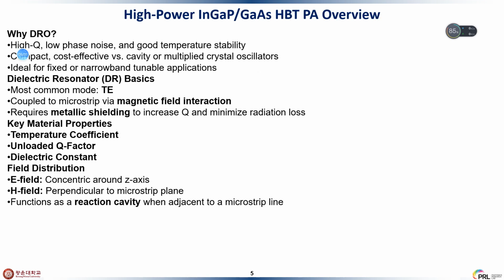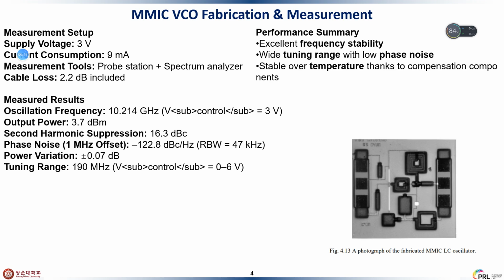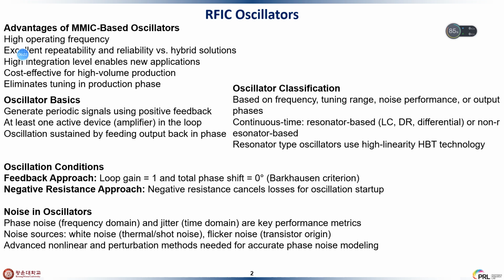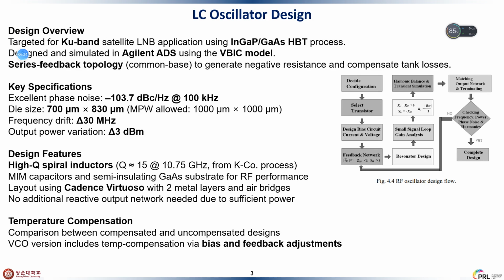And then it's about the high power HBT PA overview, and why we use the DRO. The first reason is it has a high Q, almost equal to 15, and it has low phase noise, and also near 0. And previously we talked about it. It's about 0 phase shift.